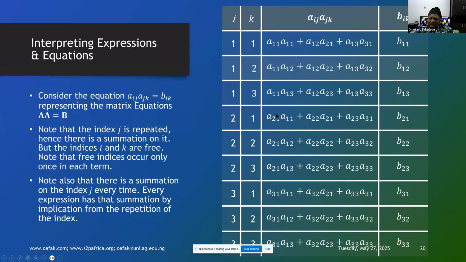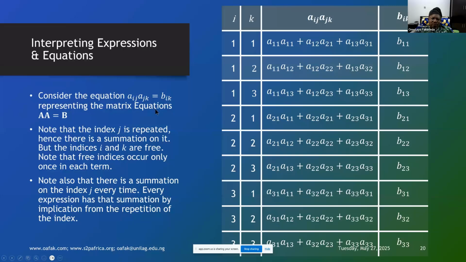If you now do the multiplication of those two matrices the way you know how to do it, you will discover that the expression you get for B11 is this same expression. The expression you get for B12 is this same expression. The expression you get for B13 is this same expression. Therefore, we conclude that when you are multiplying two matrices, A is equal to B, this is the expression that gives you the product. It is Aij, Ajk. You are multiplying the same matrix by itself.